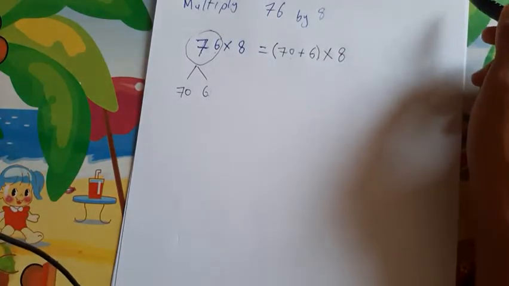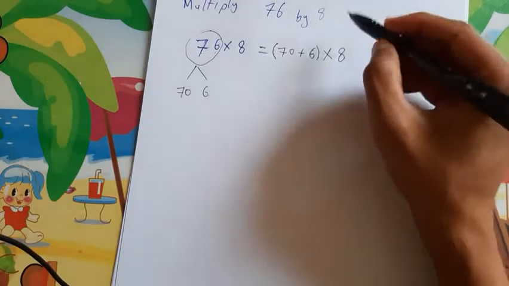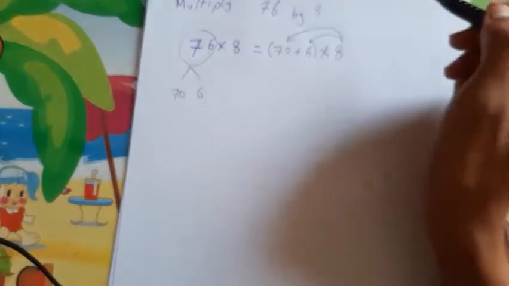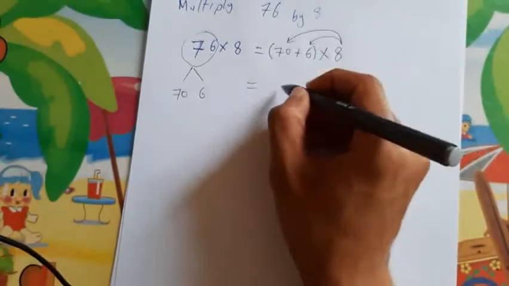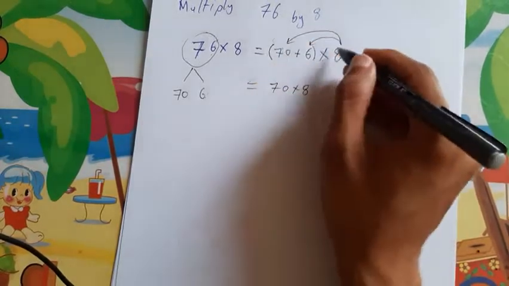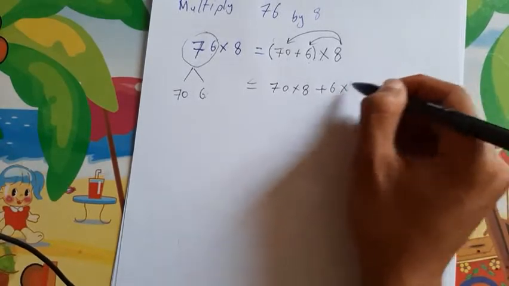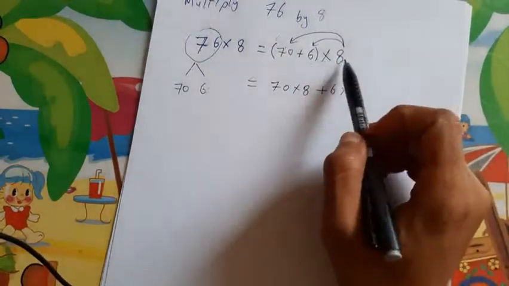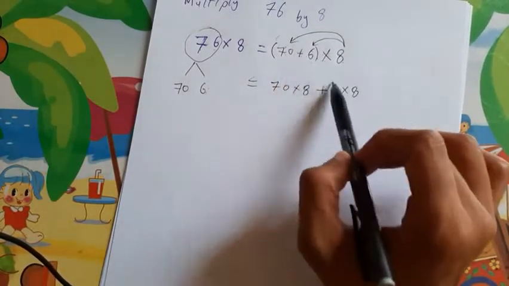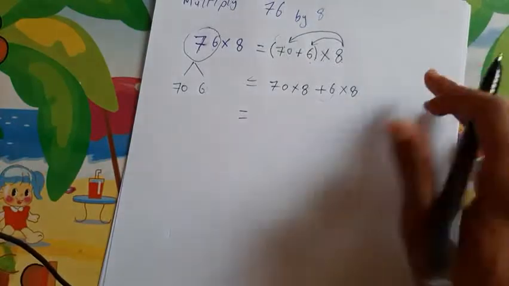Then what do I have here? I have these two numbers multiplied by 8. So I'm going to multiply this 8 by the 6, and multiply the 8 by the 70. So this is going to be 70 times 8, plus 6 times 8. Again, I multiply the 8 by the 6 and by the 70. I need to keep the addition between the two operations. It's going to be easier for me to do the multiplication.